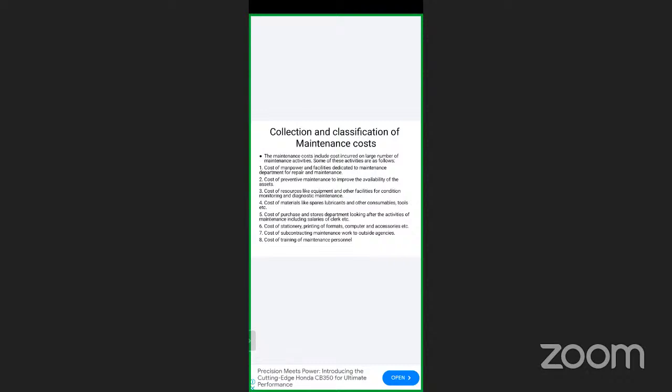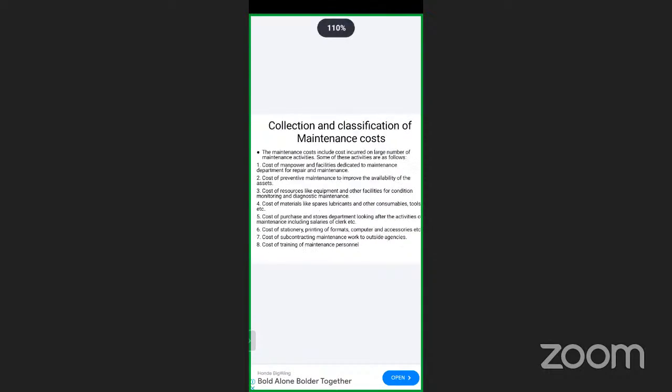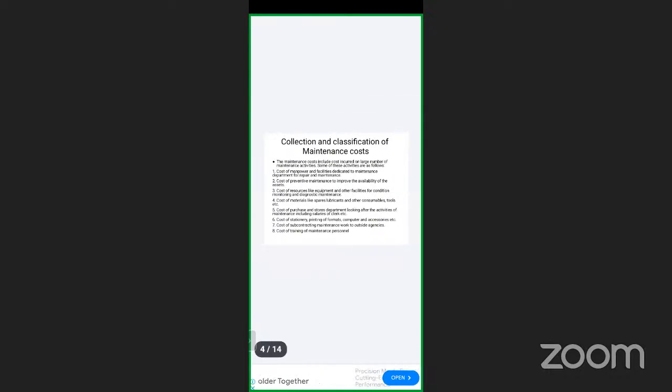First step we have seen was collection and classification of maintenance cost. Here the maintenance costs include costs incurred on a large number of maintenance activities. So what are the different activities which are included in the maintenance department? What are the activities which are done by maintenance departments? What does the maintenance department do?